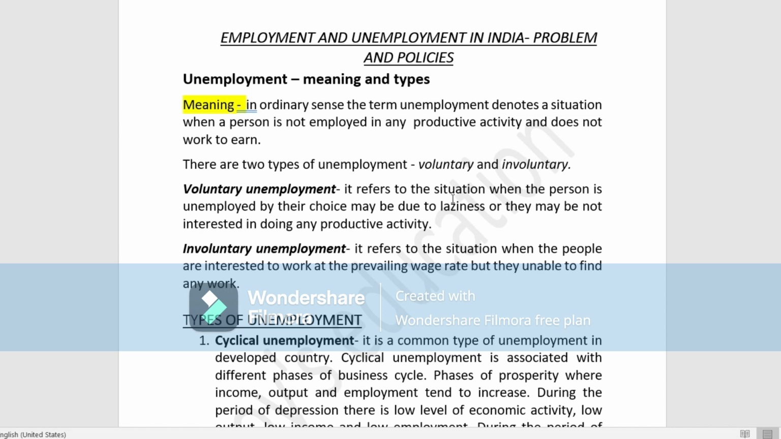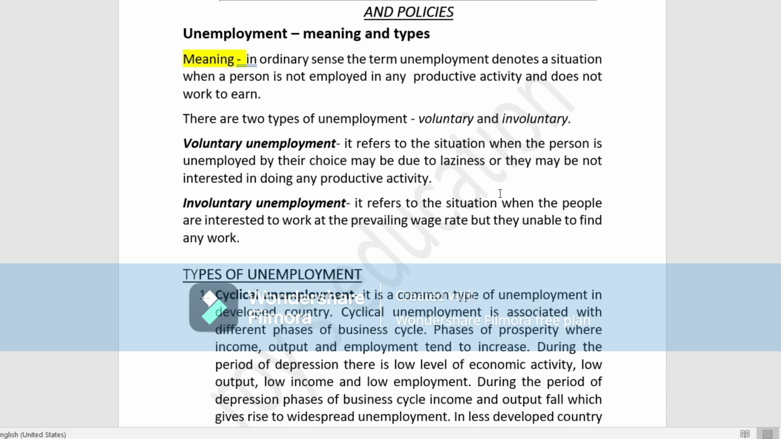In the ordinary sense, the term unemployment denotes when a person is not employed in any productive activity. That means he is not earning anything. Then in that case, we can say that the person is unemployed. There are two types of unemployment. First is voluntary and next is involuntary unemployment.